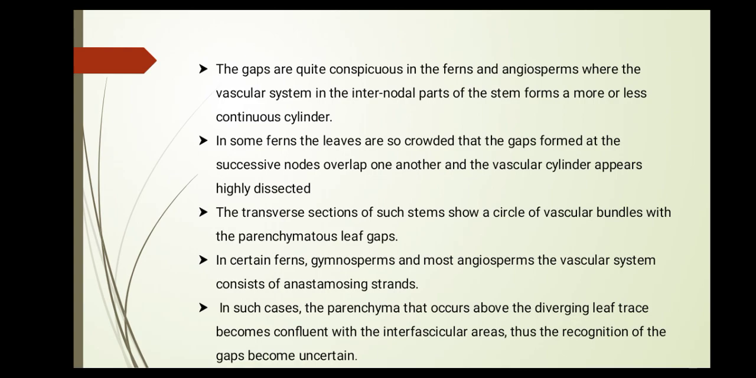These gaps are quite conspicuous in the ferns and the angiosperms, where the vascular system in the internodal parts of the stem forms a more or less continuous cylinder. In the ferns, the leaves are so crowded that the gaps formed at the successive nodes overlap one another and the vascular cylinder appears highly dissected.